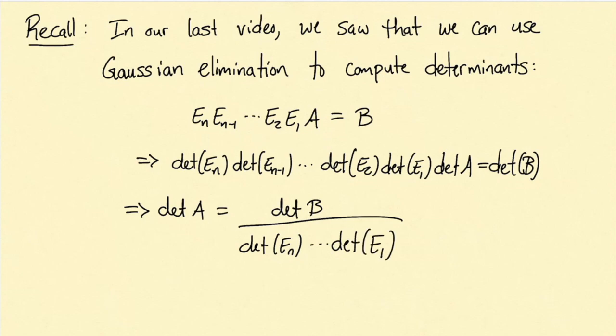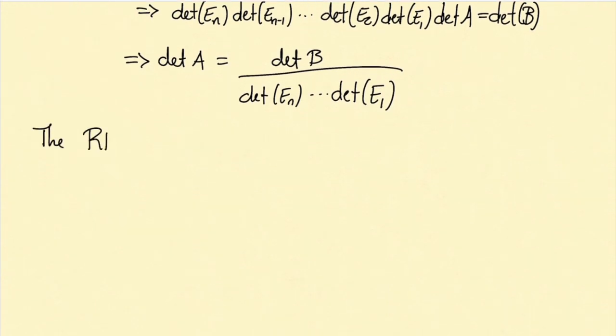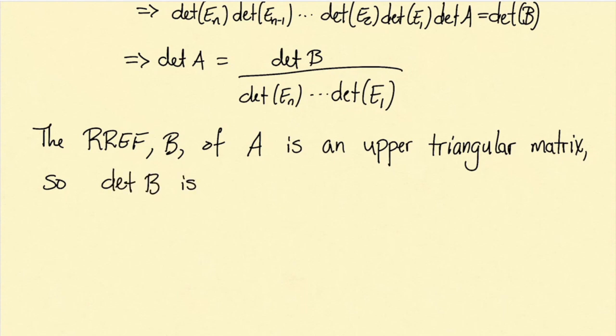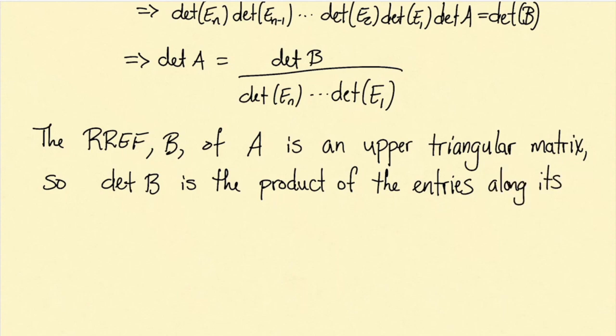Now, this is interesting because the reduced row echelon form is always, by definition, an upper triangular matrix. So that tells us that if our reduced row echelon form does not have a leading entry in at least one of the columns, it will have a 0 along the diagonal. Our previous observation tells us that the determinant of such a matrix is necessarily 0.